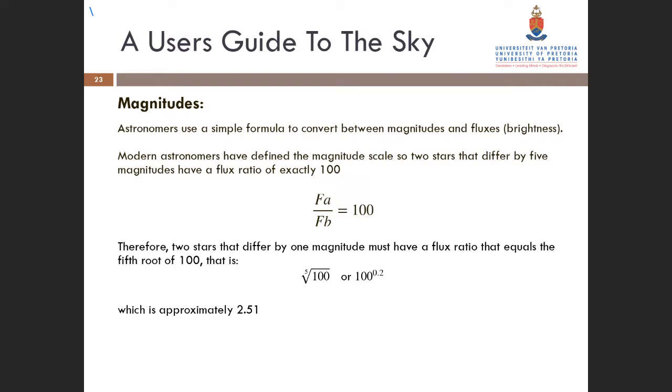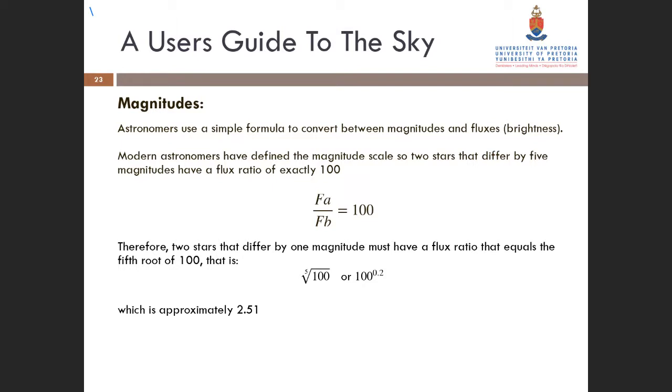Which part should I repeat? Okay, so let's do the slide again. Modern astronomers have defined the magnitude scale so that two stars that differ by 5 magnitudes have a flux ratio of exactly 100. This is the key part of this definition. This is something you should know by heart. We're going to use this definition and this formula a lot for the rest of this module.